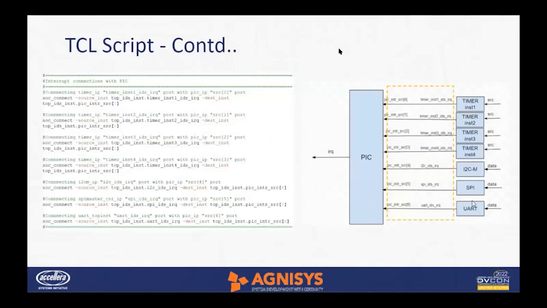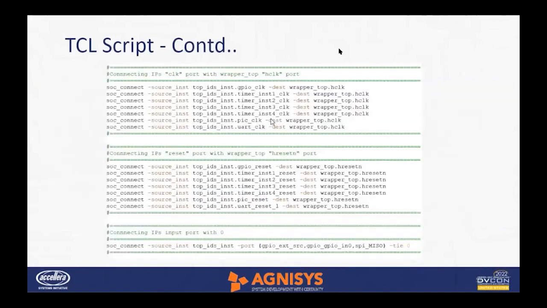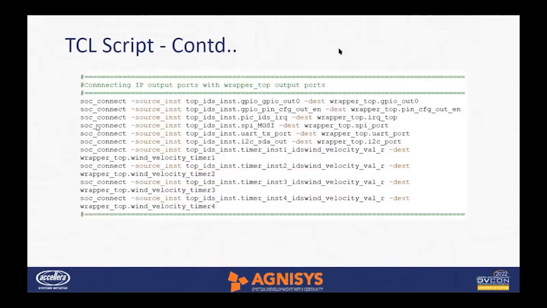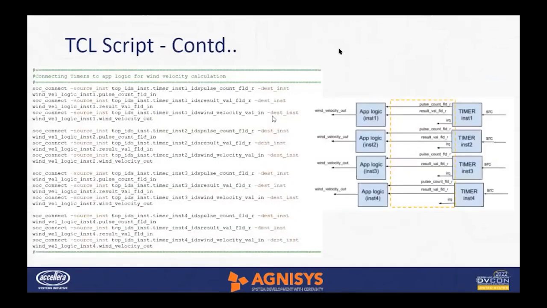Similarly, all the IPs, timer and I2CM, SPI, UART generate interrupts and send them to the PIC. PIC further communicates with the CPU. All this interconnection between all these modules with the PIC can also be achieved with the help of the soc_connect source and destination information API. This also shows the connection similarly between all the IPs. Like the timer when connected to the app logic, it is represented here in the Tcl script.